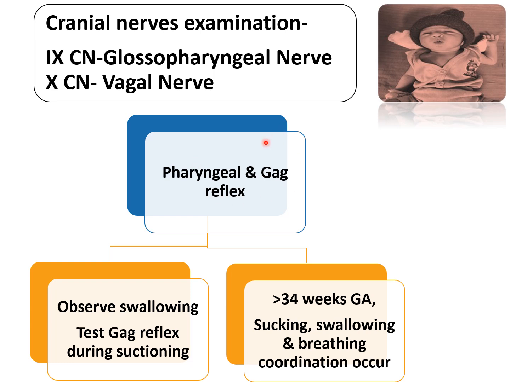We can check the pharyngeal gag reflex whenever we are performing the suction, and we have to observe when the baby is taking breastfeeding. So we can check the sucking, swallowing and breathing coordination in a baby of more than 34 weeks of gestational age by observing when the baby is taking the feed.